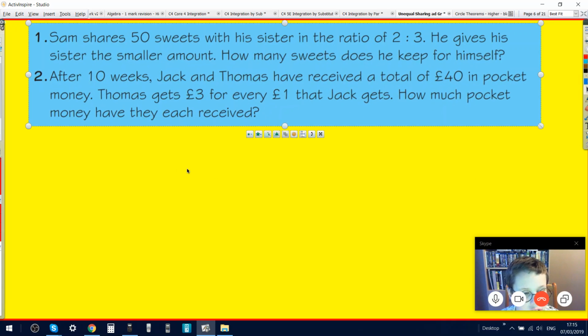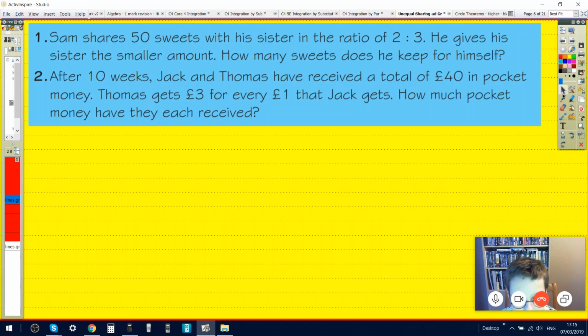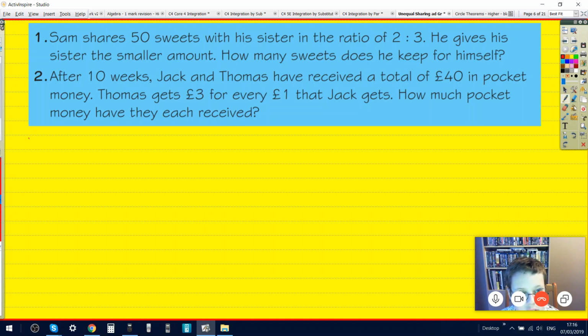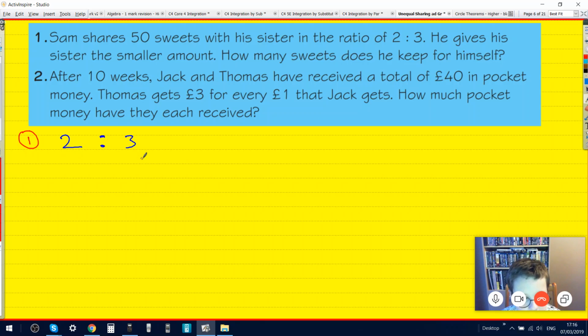Sam shares 50 sweets with his sister in the ratio of 2 to 3. He gives his sister the smaller amount. How many sweets does he keep for himself? So there's 50 sweets. So we need to find out 2/3 of 50. Not 2/3. What would they be as fractions? 5. Yeah. So 2/5 and 3/5.